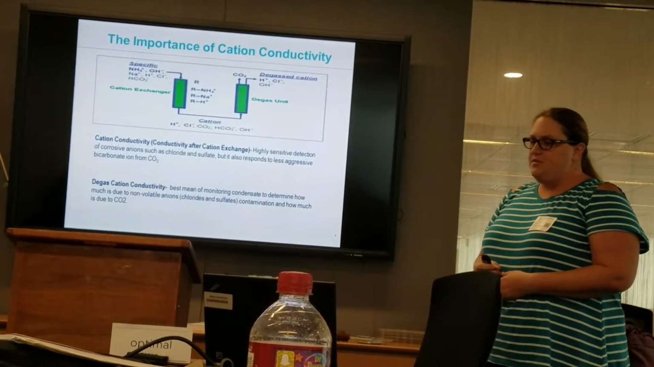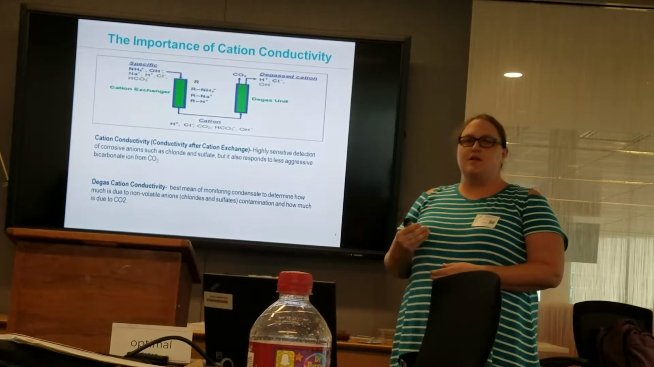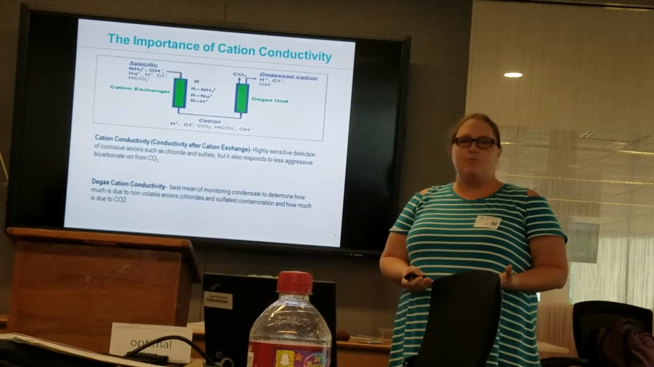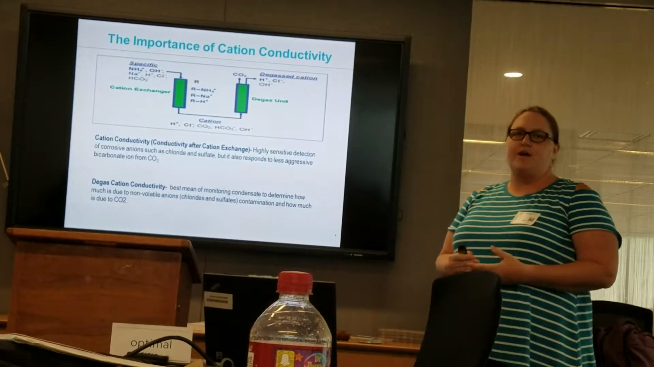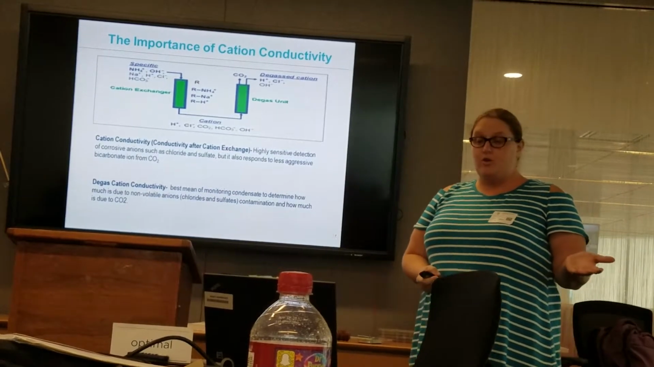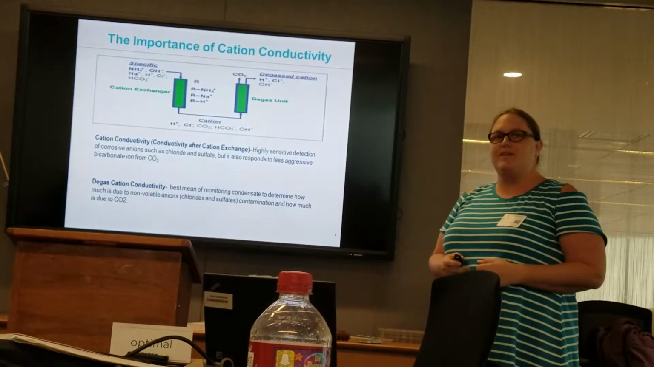Degas cation conductivity actually takes into account the carbon dioxide interference. It boils the sample that vents off the carbon dioxide, so you have more of a knowledge of what's really volatile anions versus how much is the carbon dioxide.